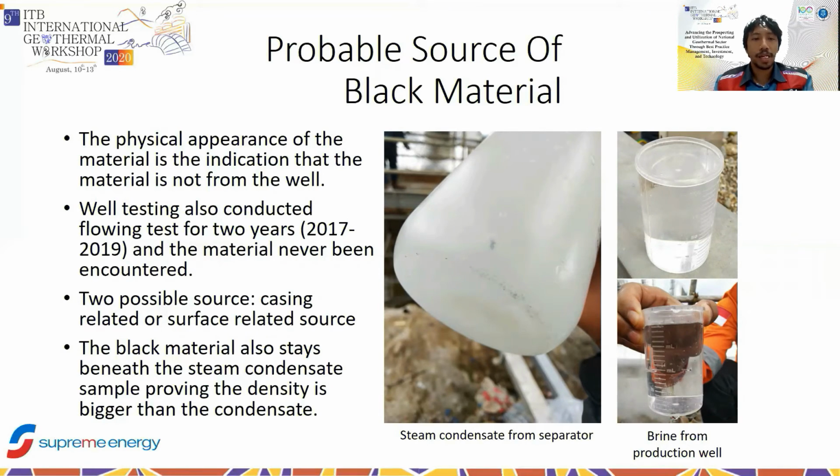So two remaining sources: casing or surface related. Surface related means the pipe. And also, if any theory tells us that it's from the reservoir, no, because we also conducted a flowing test for 2 years, and the very fine grain of material never been encountered.